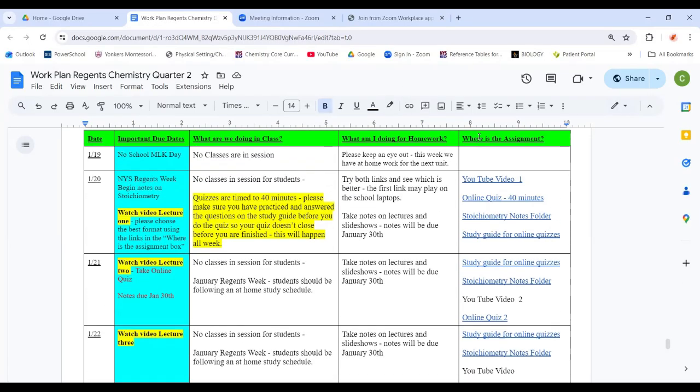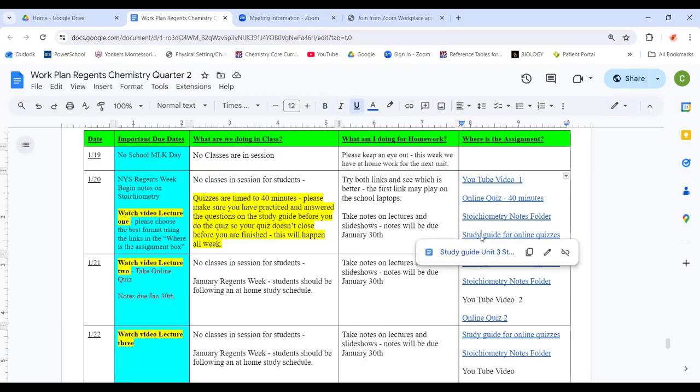So when you're on the work plan, you're going to notice that it says, where is the assignment in the last column? There's a lot of instructions here. Quizzes are timed. Each one is 40 minutes. You have a quiz per day, per slideshow, per section of the study guide. So the first thing I'm going to do is go to the study guide, because the study guide tells me what section I'm on. So I'm going to open this study guide.